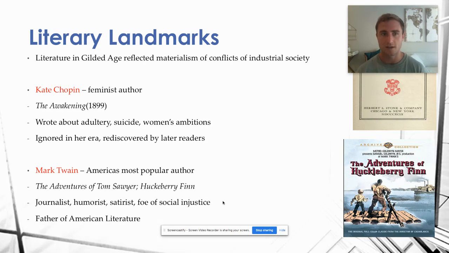Kate Chopin is a feminist author. She writes The Awakening, and she is talking about the struggles of housewifery, adultery, women's ambitions that are being stifled.